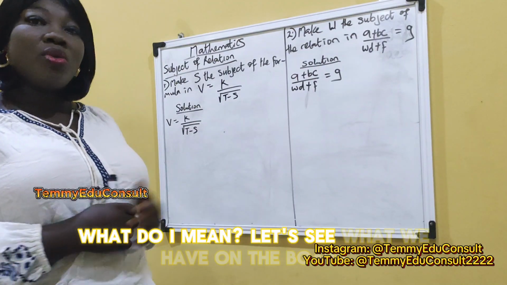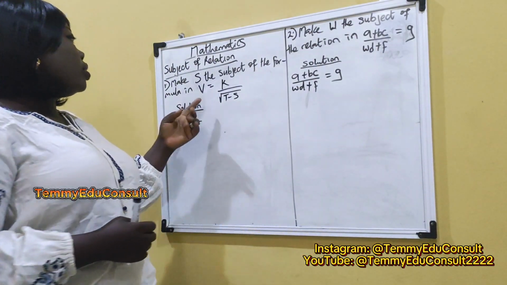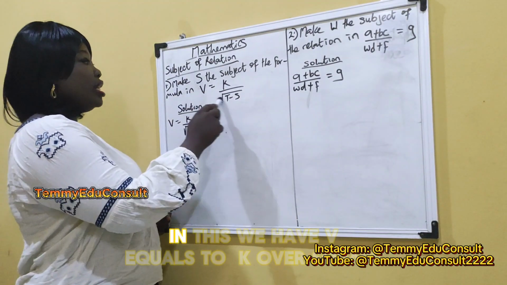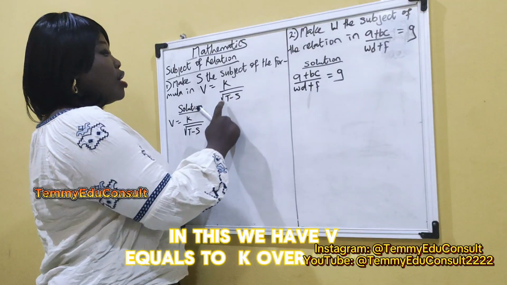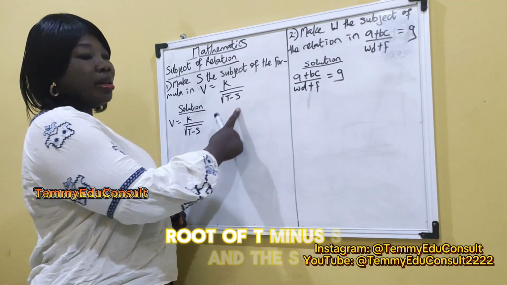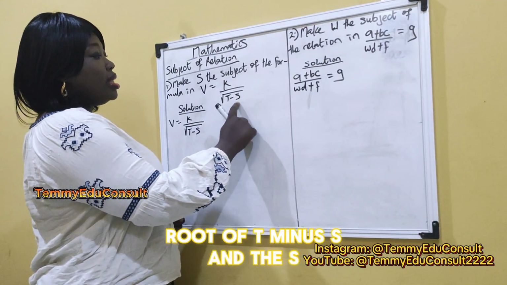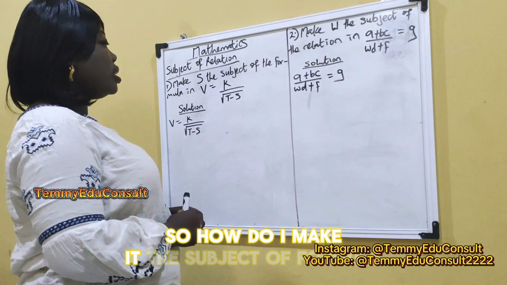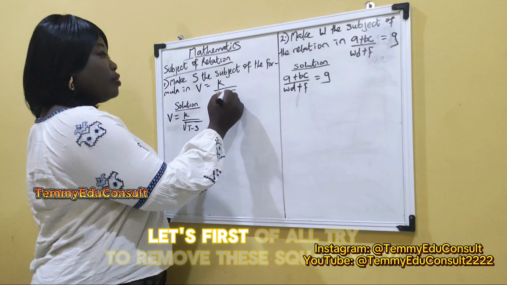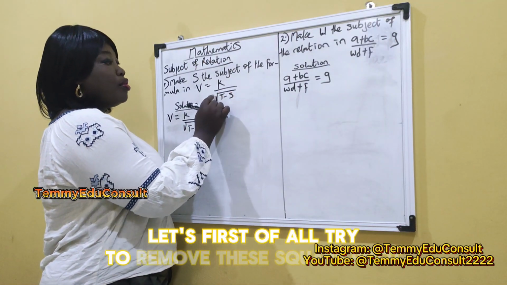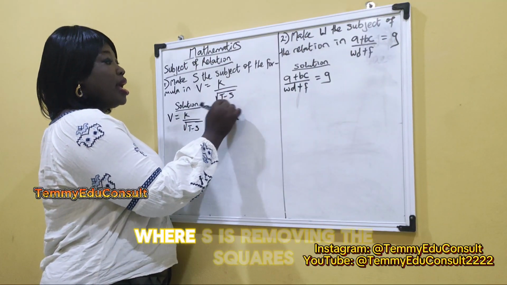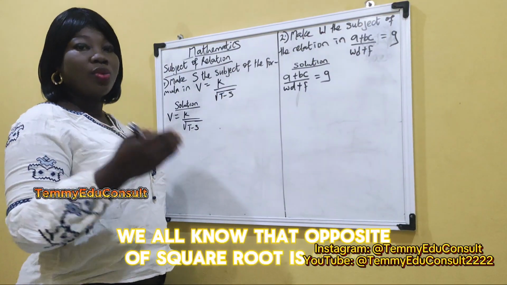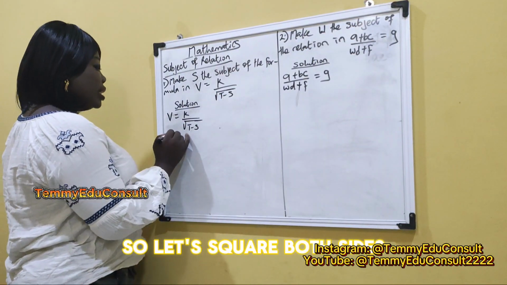What do I mean? Let's say what we have on the board. We are asked to make x the subject of the formula in this. We have v equals k over the square root of t minus x, and this x is entrapped here. So how do I make it the subject of the formula? Let's first of all try to remove this square root. Removing the square root, we all know that the opposite of square root is square. So let's square both sides.